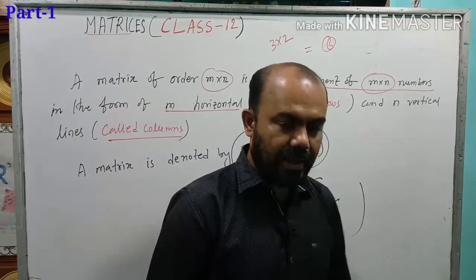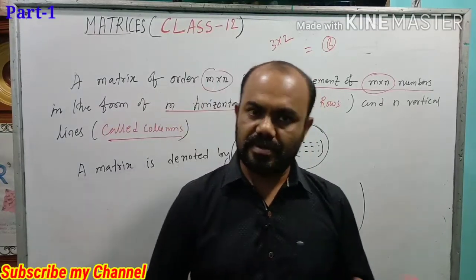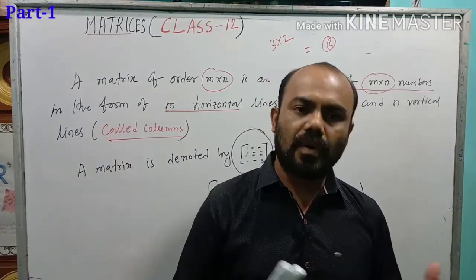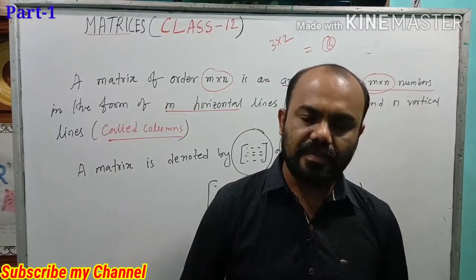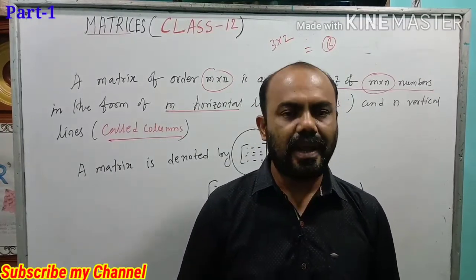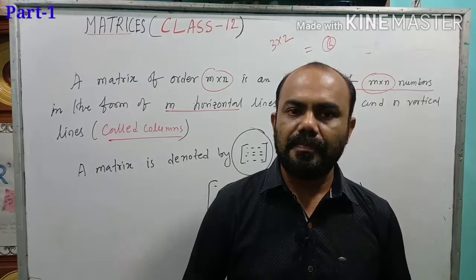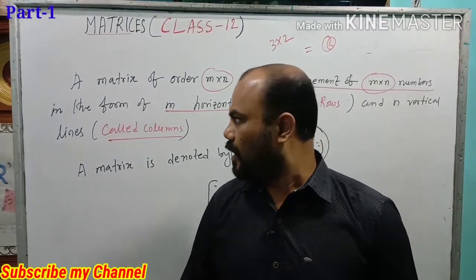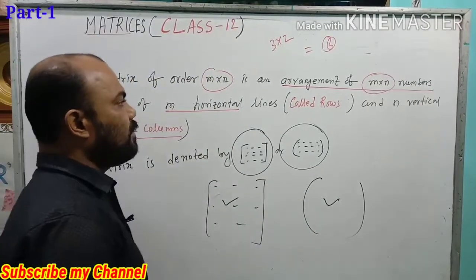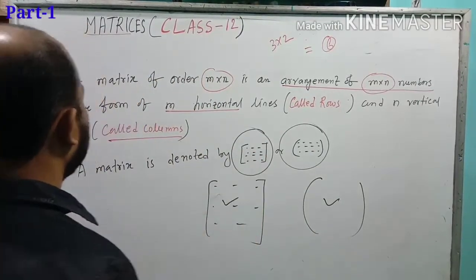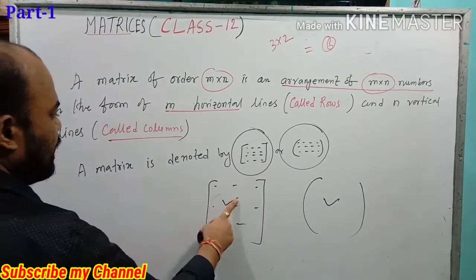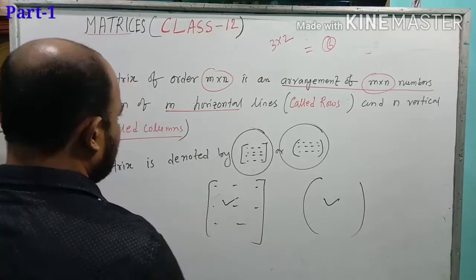And another thing, as you know, there are two types of numbers, real numbers and complex numbers. So the elements of a matrix or determinant may be real numbers or complex numbers, but in your class 12 syllabus there are no matrices involving complex elements or complex numbers. So here all the matrices will involve real numbers only. So this is the definition of a matrix, and this is the style of denoting a matrix by a square bracket or by a round bracket.